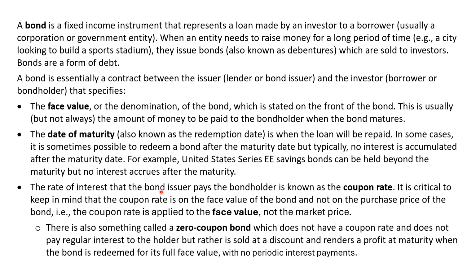The rate of interest that the bond issuer pays the bondholder is known as a coupon rate. It is critical to keep in mind that the coupon rate is on the face value of the bond and not on the purchase price. So this is a bit tricky. I'll give you an example.